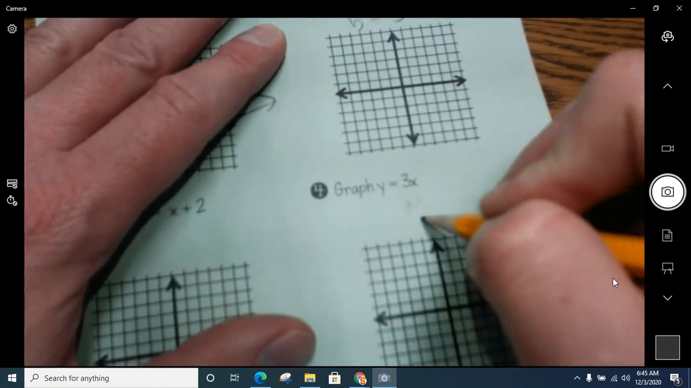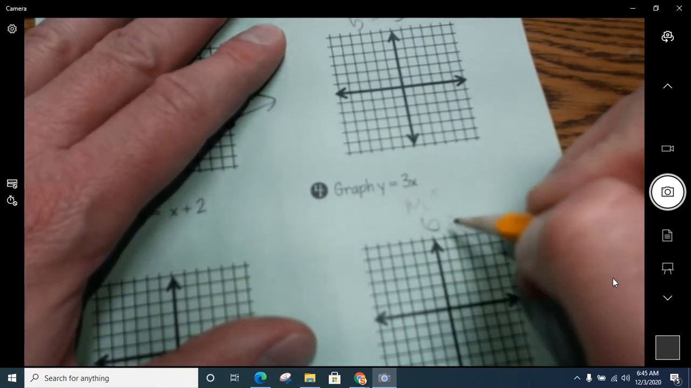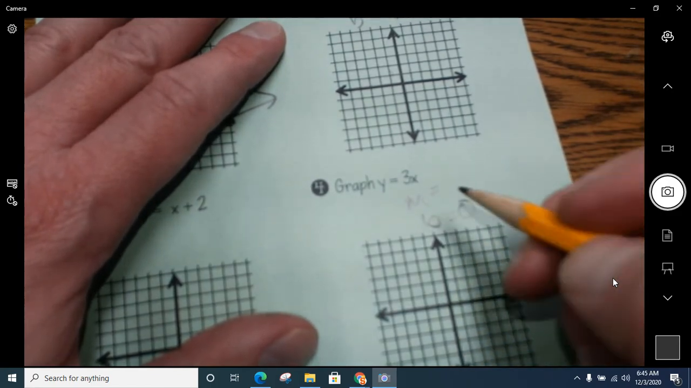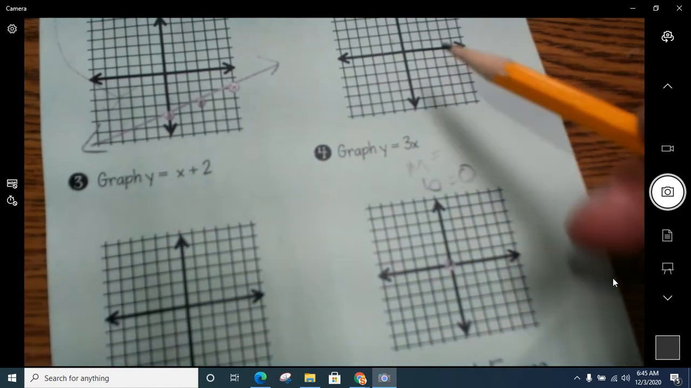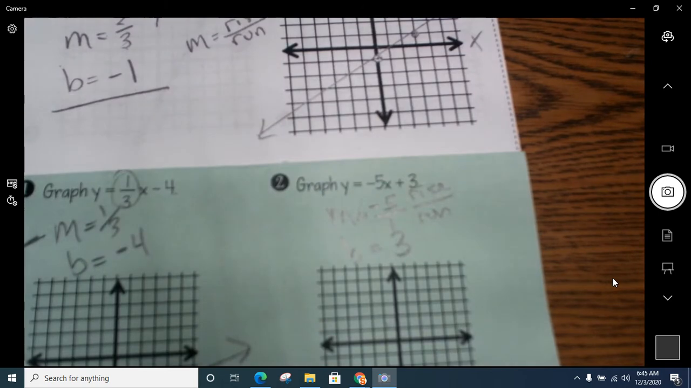And over here, you notice there is nothing on the end, so our y-intercept will actually be right there at the origin. Try to knock out these last 3 examples, and we'll check them in class tomorrow.